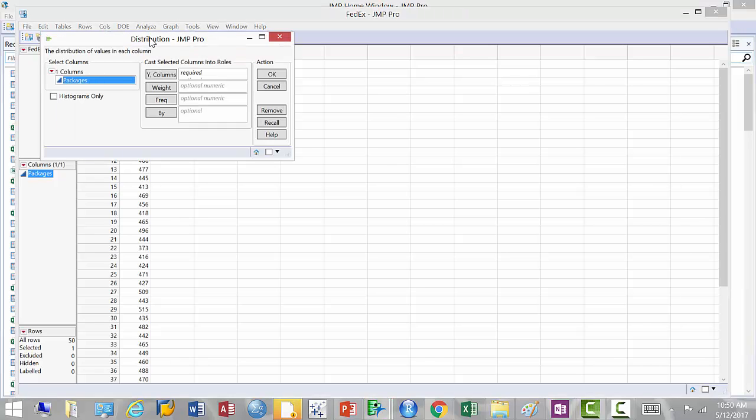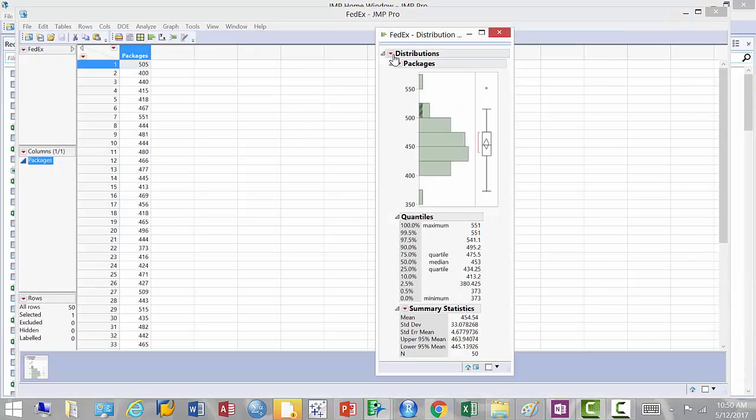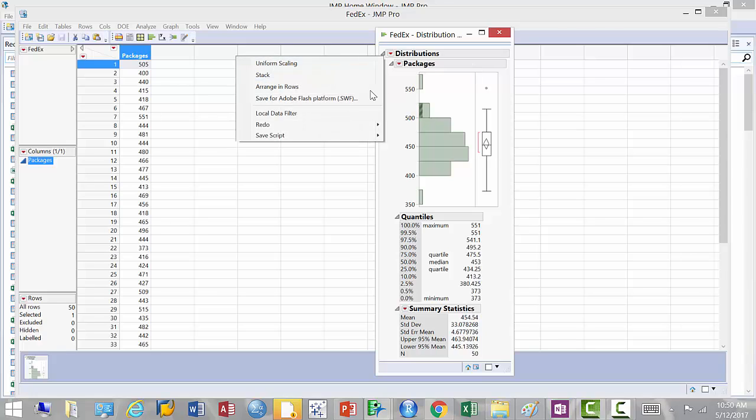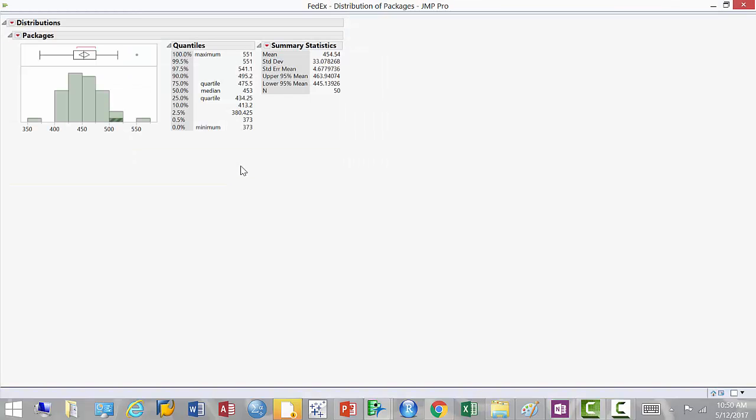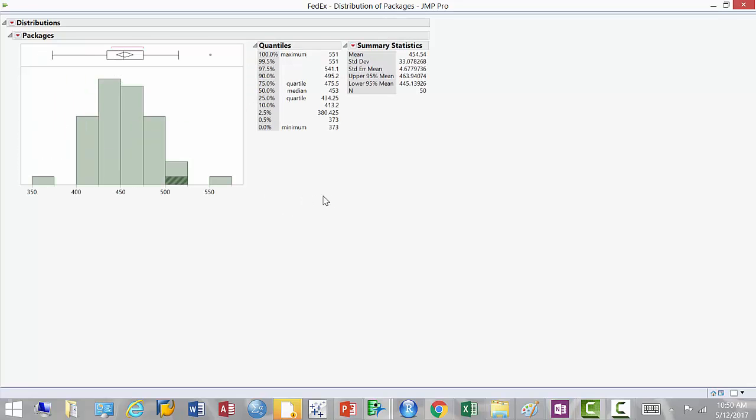So I go to the distribution, that's what we used so far. Get the packages, and then click OK. And again, let me turn it around, show it in the stacked form. Here is my distribution. Okay? So, a couple of things that I need are the mean, 454.54, and my standard deviation, right there, 33.